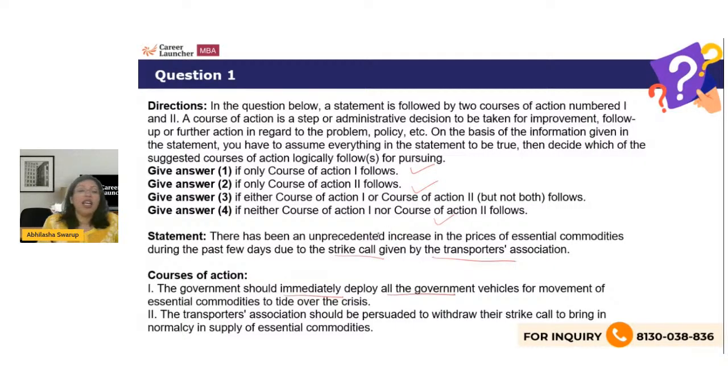Please understand, can anyone immediately deploy all the government vehicles, and also can they deploy all the government vehicles? No, they cannot. So therefore, one is not valid. It has a lot of extreme choices. Two, however, is valid, that you will try and persuade the Transporters Association to withdraw their strike call so that the normalcy is brought back in the supply of essential commodities. So here the correct answer will be option number 2, and that's your answer.